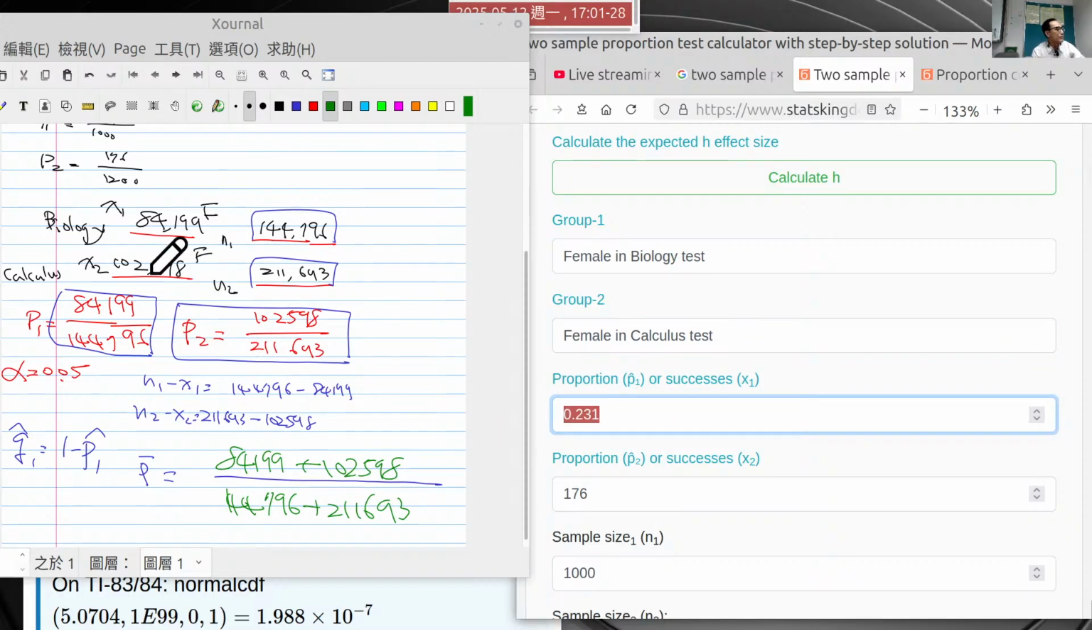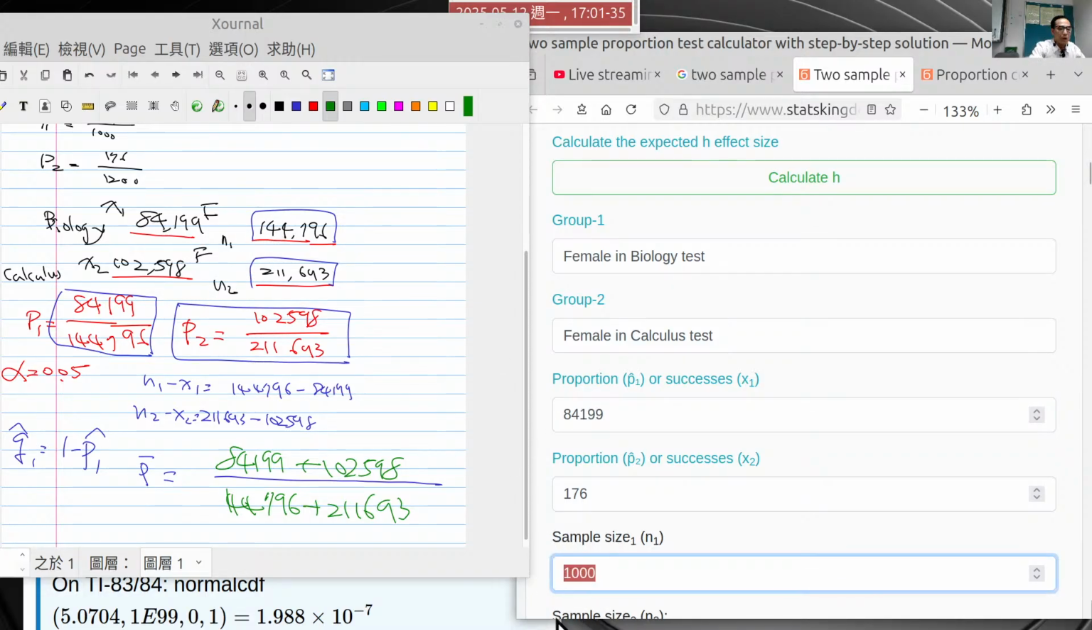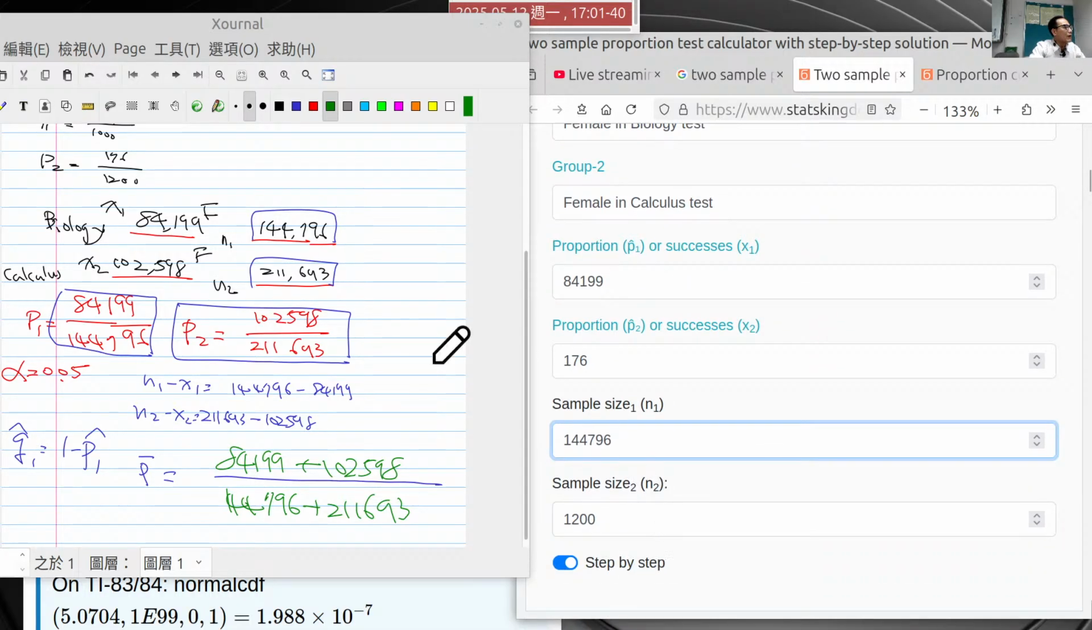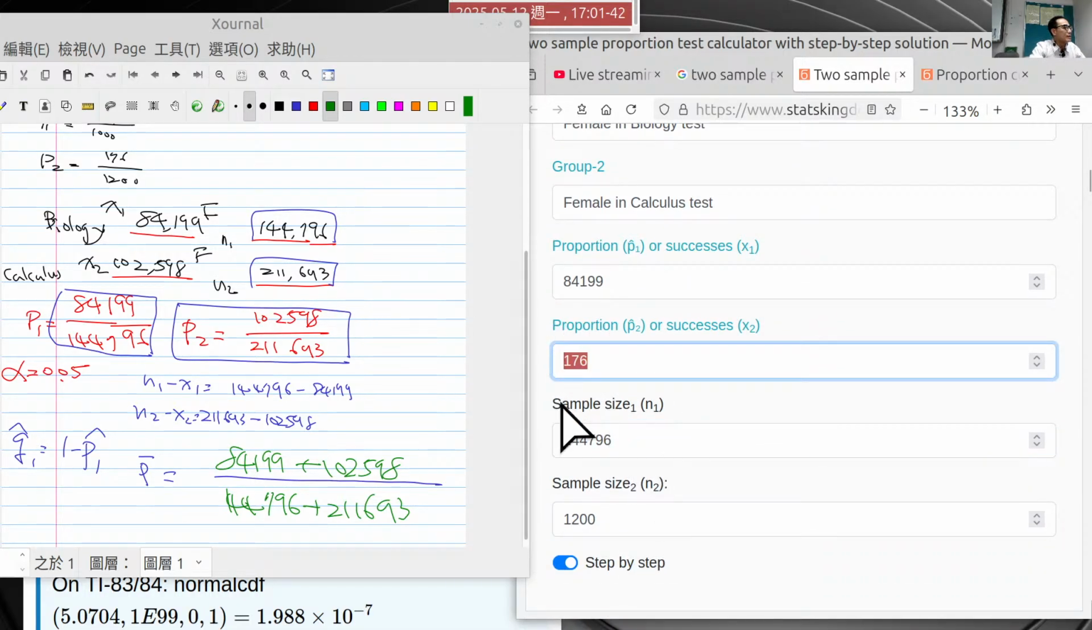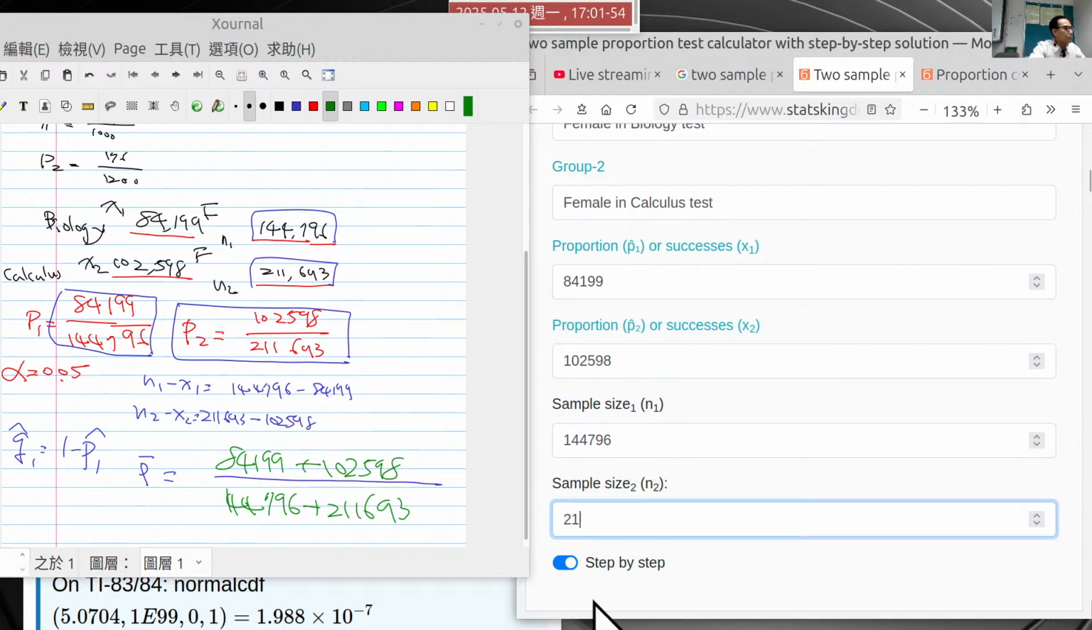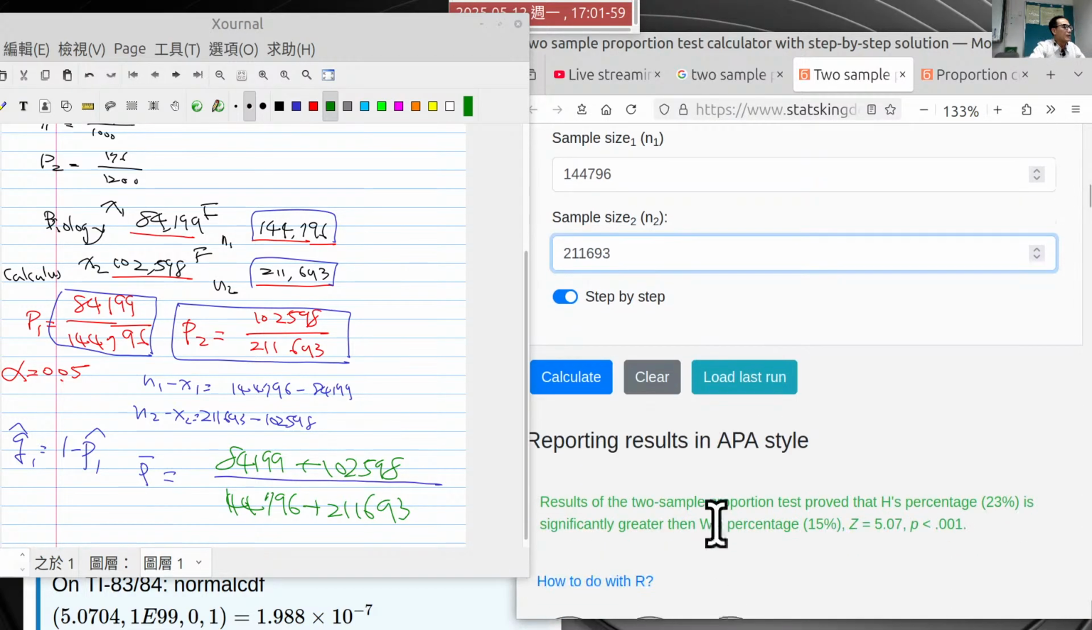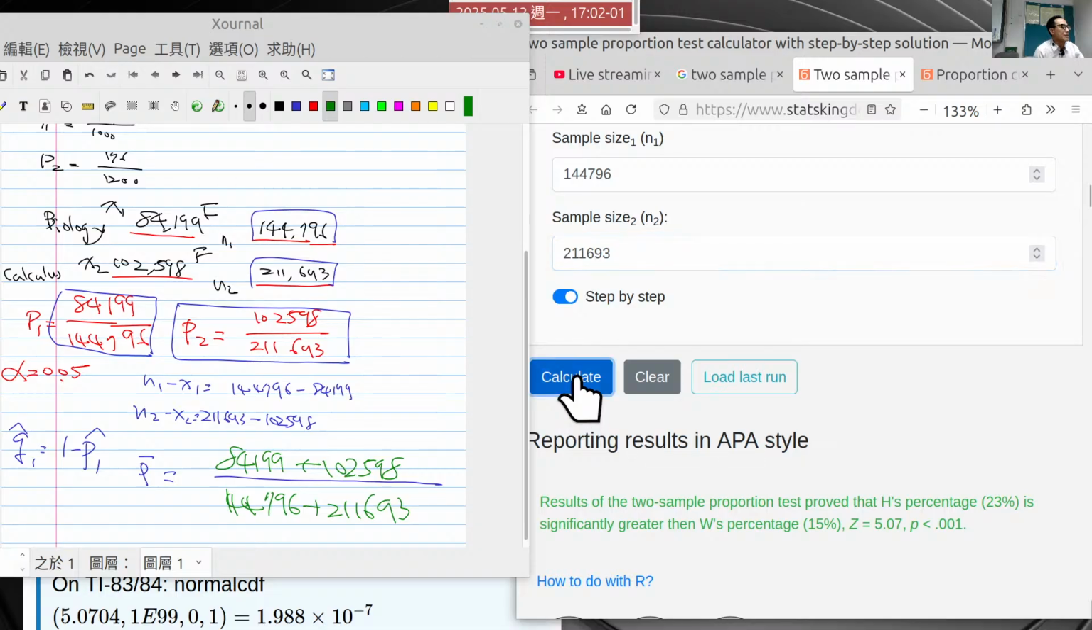And for the proportions, here I can type 84,199, and the population is 144,796. And for the second one, the proportion is 102,598, and the population is 211,693. Okay, then I can click calculate.